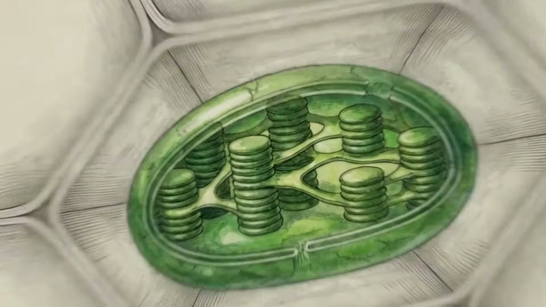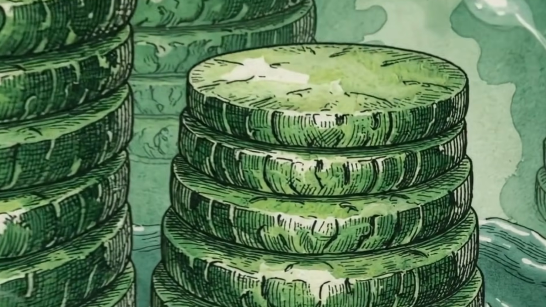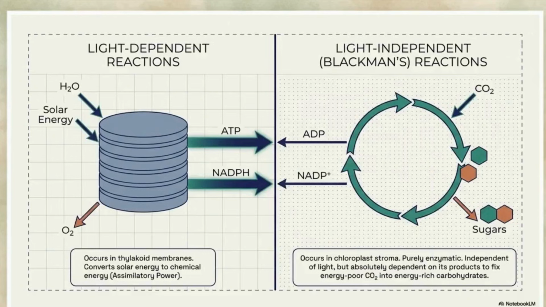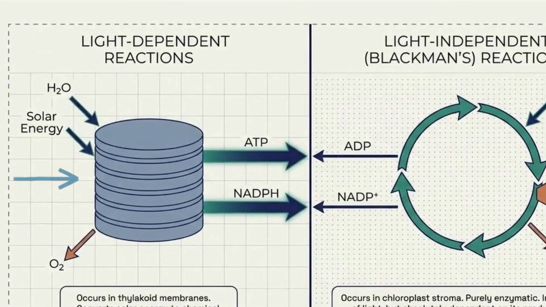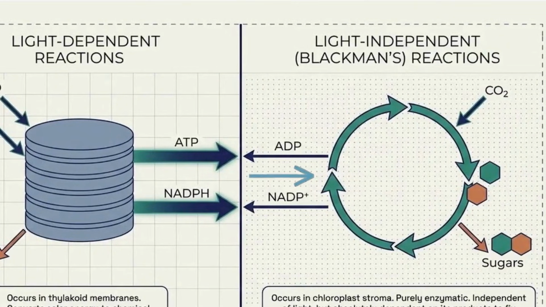Photosynthesis functions as a highly mechanical manufacturing process, one that physically builds mass out of light and thin air. This diagram shows how that manufacturing process is split into two distinct operations. On the left, the light-dependent reactions harvest solar energy. On the right, the light-independent reactions, or Blackman's reactions, actually build the sugars.